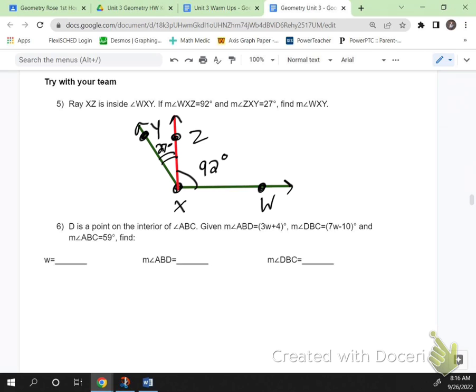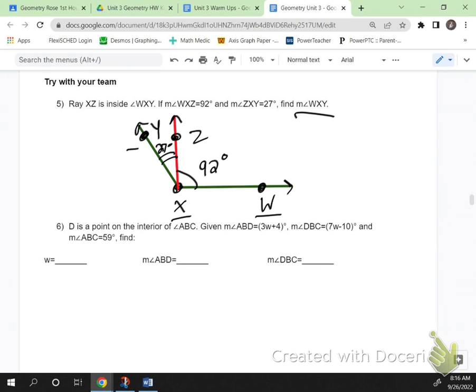I started drawing 5 up here. I've got angle WXY. I've got a ray XZ inside. If angle WXZ is 92 degrees and ZXY is 27, find the measure of WXY. What did you do to get the big angle measure once you drew it? What should we do? Yes, sir.